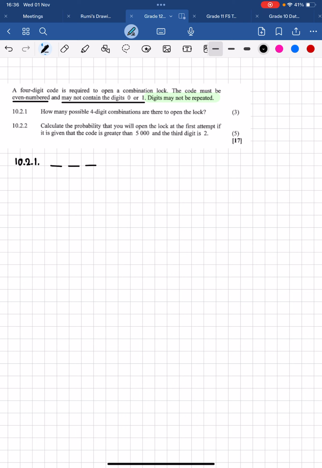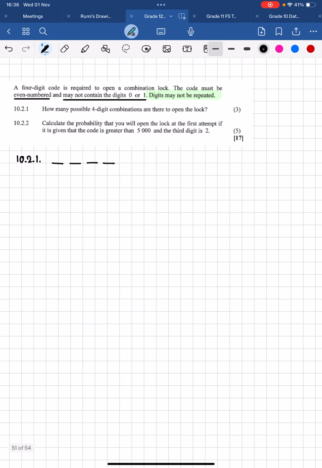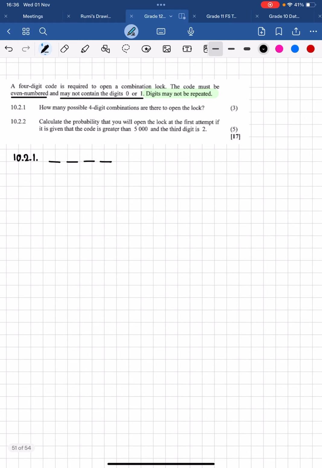They are telling us that it is a 4-digit code. Okay, do we understand why there are 4 lines? 1, 2, 3, 4. Okay, yes, Franco, I'm starting again. Okay, or is it Franco? Okay, 1, 2, 3, 4.